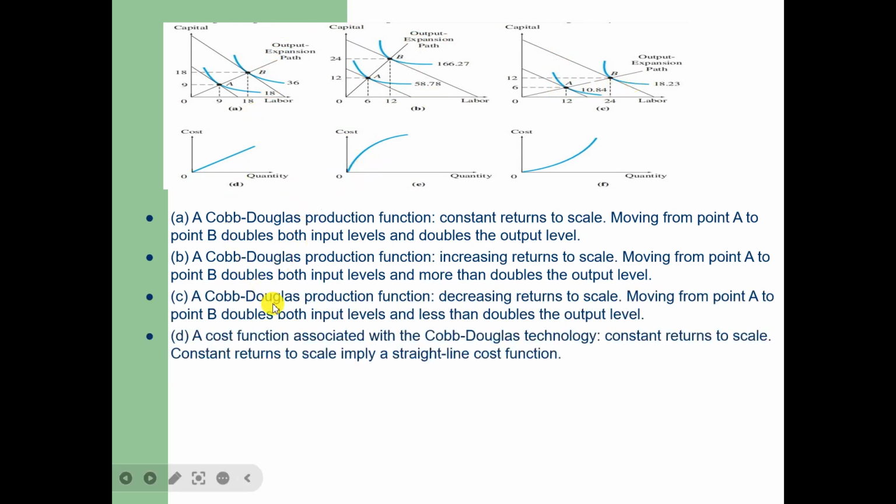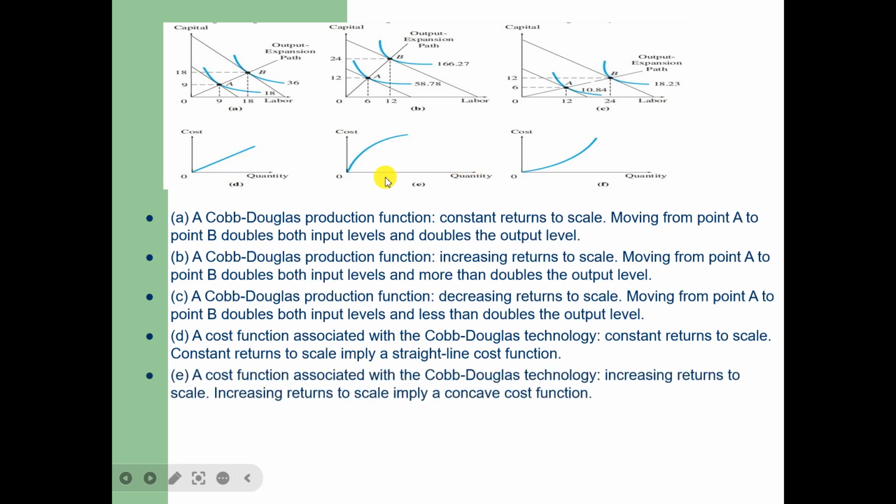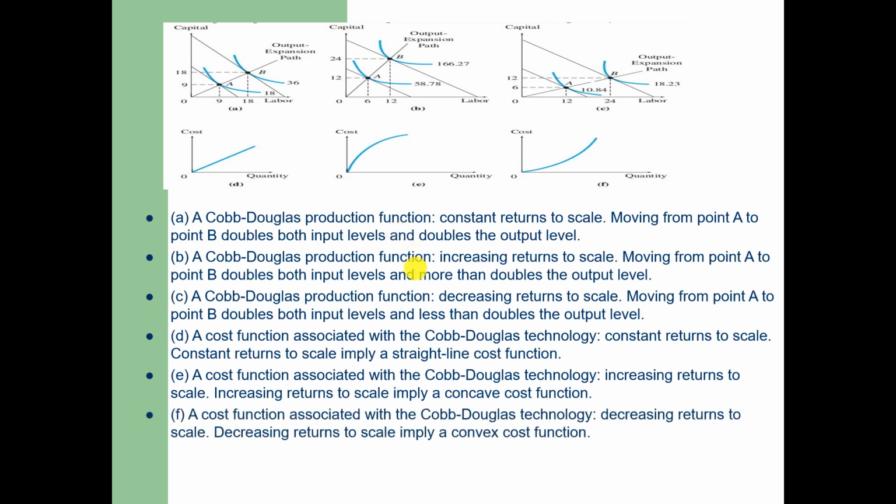Figure D shows the cost function associated with the Cobb-Douglas technology, where there are constant returns to scale, and constant returns to scale imply a straight line cost function. In case of figure E, since there are increasing returns to scale, they imply a concave function, whereas decreasing returns to scale in the Cobb-Douglas technology imply a convex function. So this one is a convex cost function, this one is a concave cost function, and this one is a linear cost function.